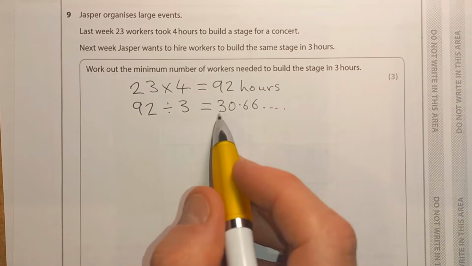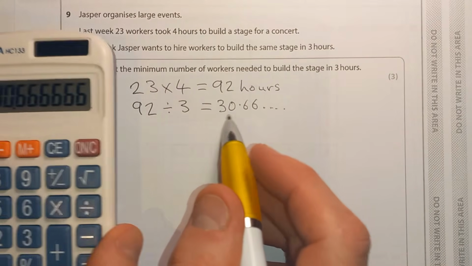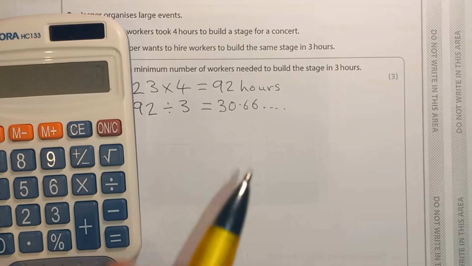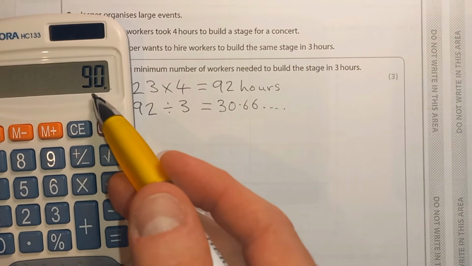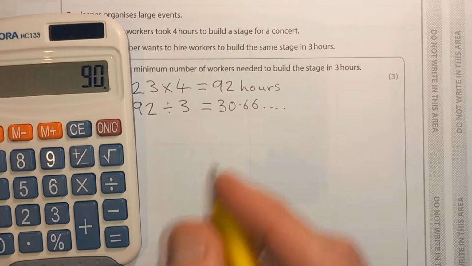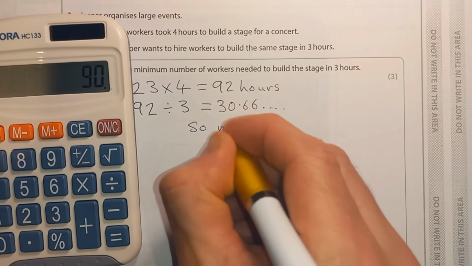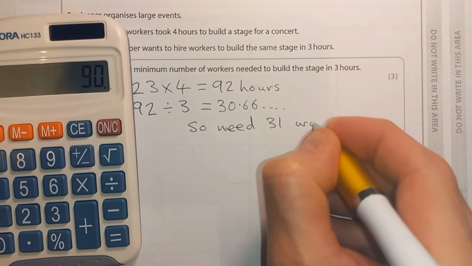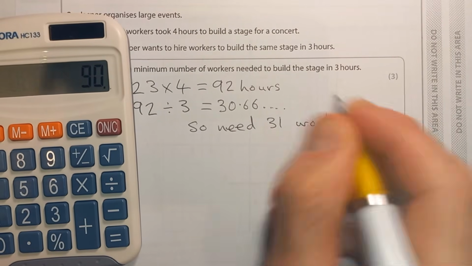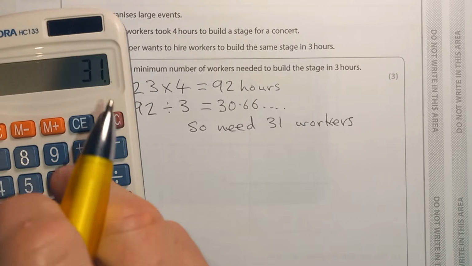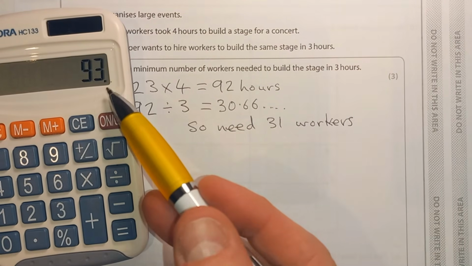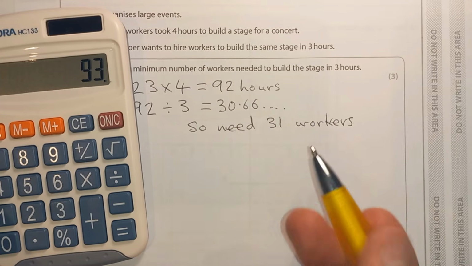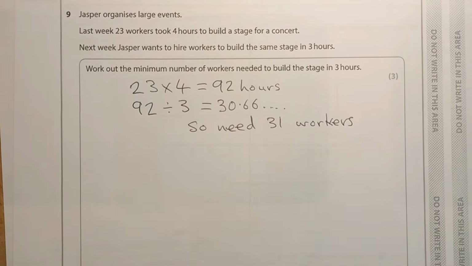Okay, so if we had 30 people working for 3 hours, it's not going to be enough. They're only going to do 90 hours worth of work. So we're going to have to go up to the next whole number, 31 workers. And if we check that, 31 workers working for 3 hours, they'd get 93 hours of work done. We only need 92. So they can have a tea break in there as well. Okay.